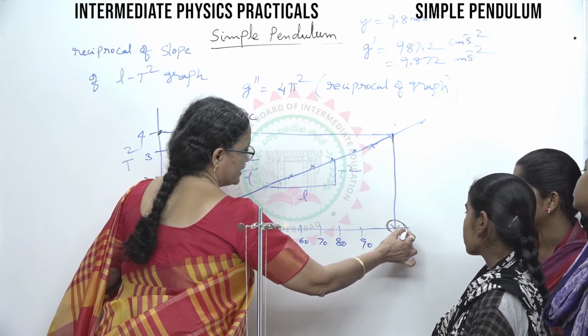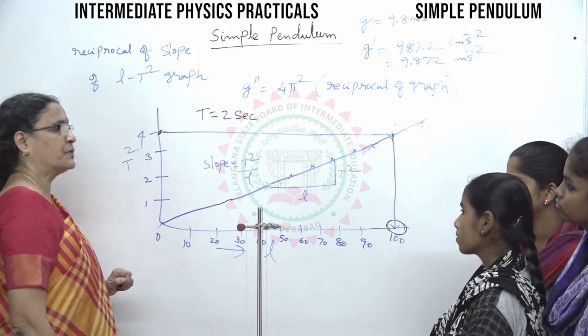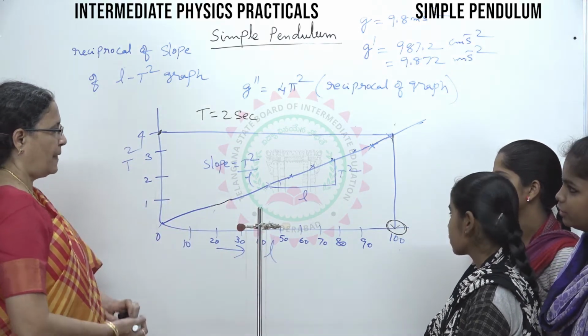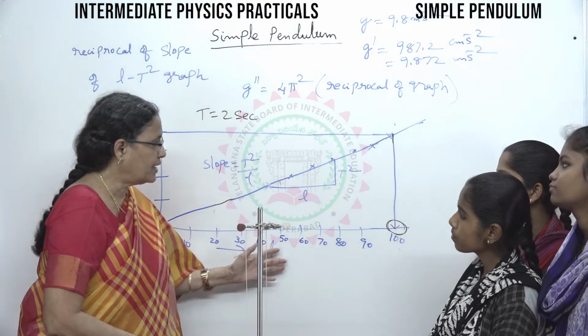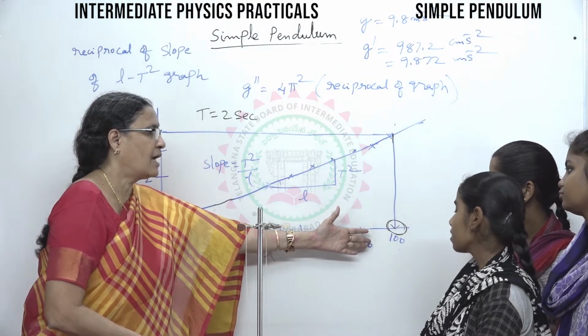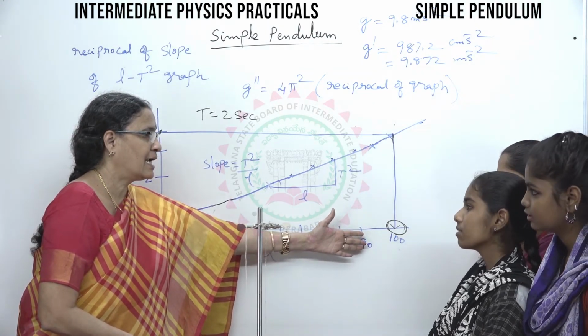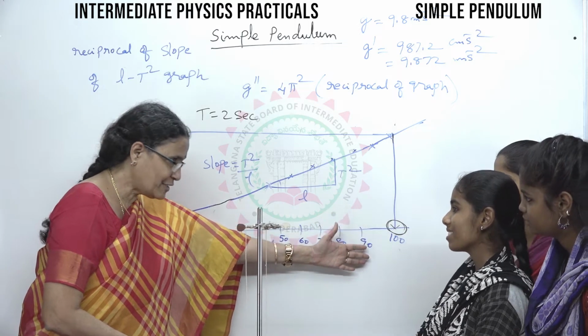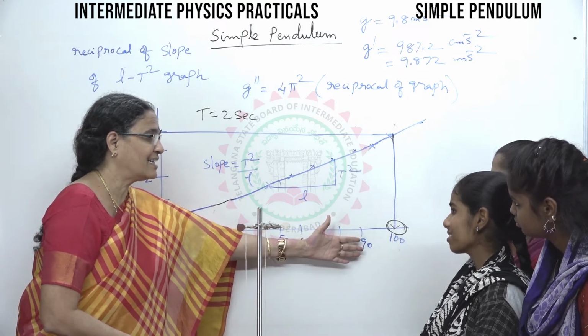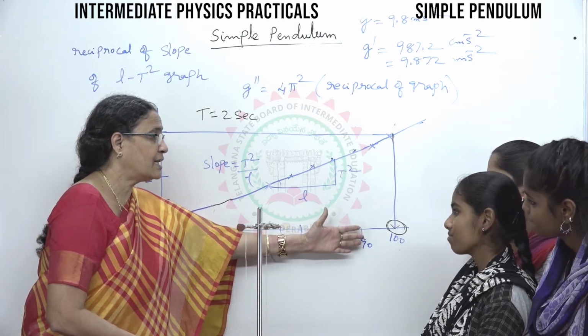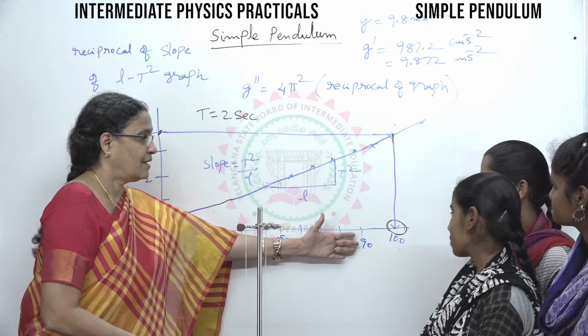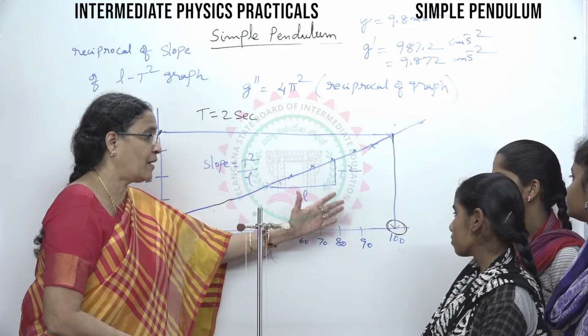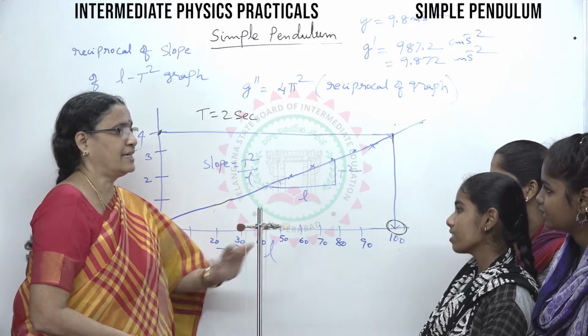This point gives you the length of the seconds pendulum. So for our graph, the length of the seconds pendulum is 100 centimeters. Centimeters. You must be very clear with the unit. Length of the seconds pendulum is 100 centimeters.